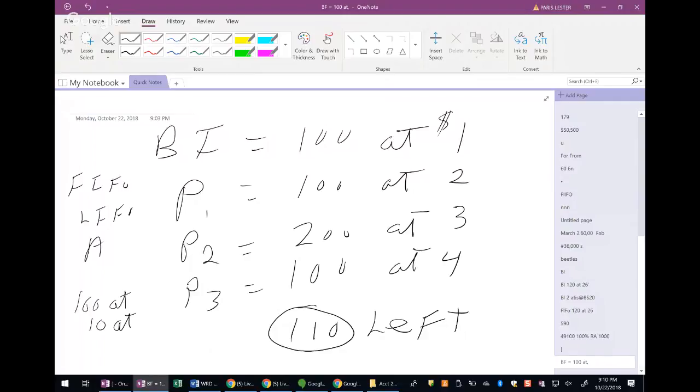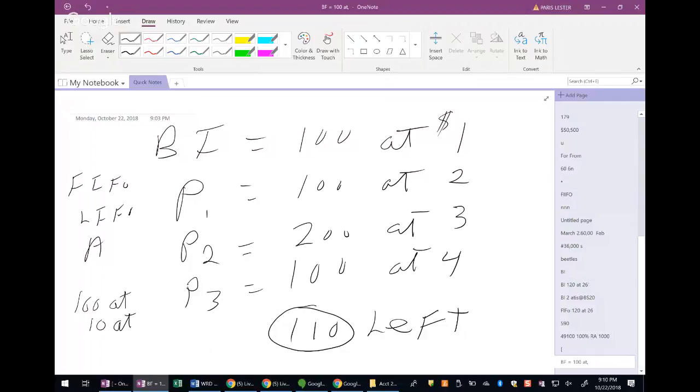Okay, now I'm wanting the value of ending inventory, but you mentioned a good point there. On a test, be careful. Do I want cost of goods sold or do I want ending inventory? If I wanted cost of goods sold, I would take the approach you're thinking about: 100 at $1, 100 at $2, and 190 at $3. That'd be my cost of goods sold.